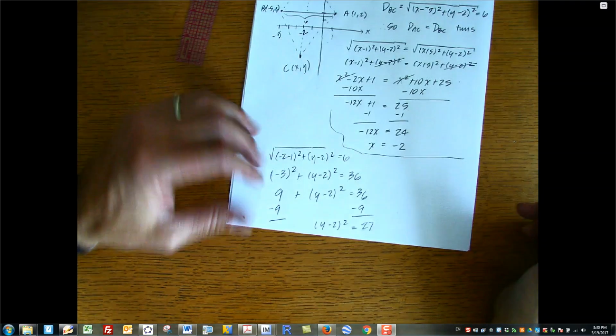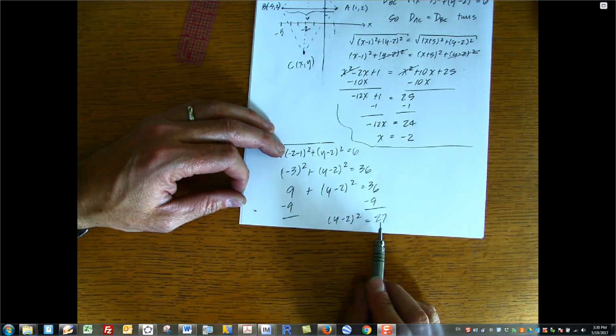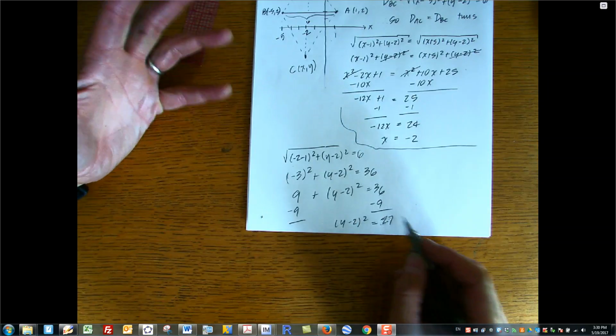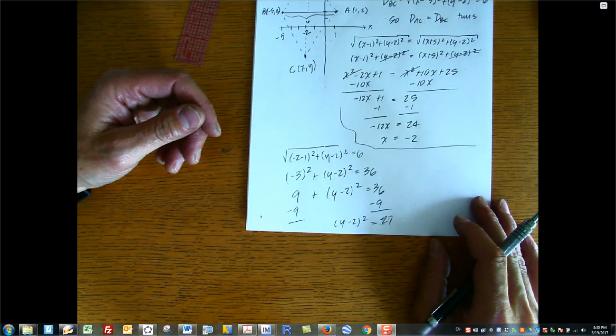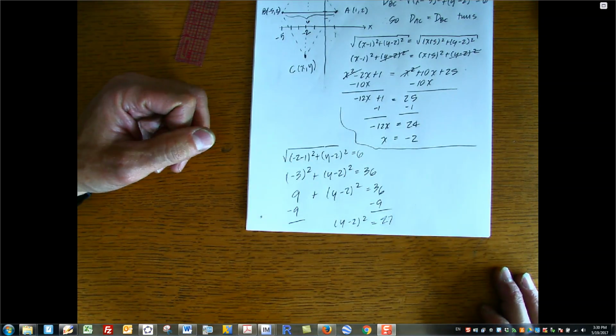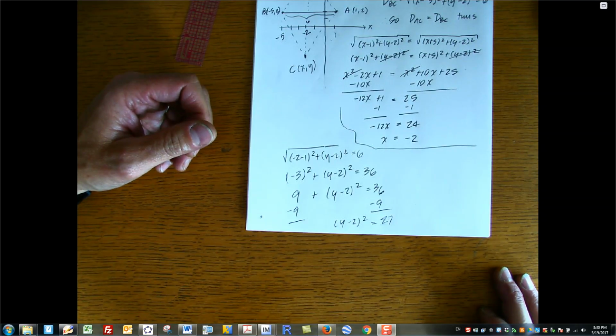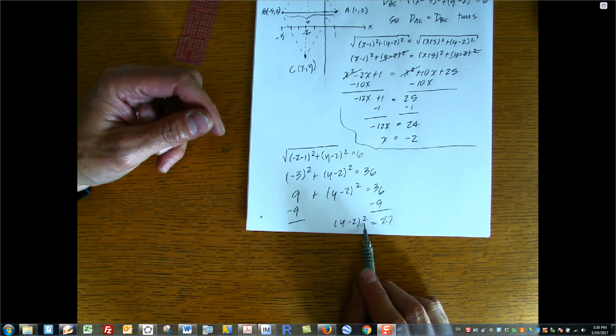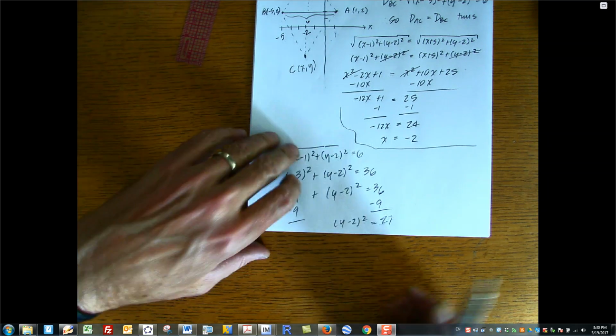Okay, so we're at this equation, y minus 2 squared equals 27. Now you kind of have a choice here. You could square this out and solve the quadratic by setting everything equal to 0. Maybe the quadratic formula would be a useful tool at that point. But I think it's easier to see that this is a square. I can undo a square by square rooting both sides. So that's what I'm going to do next.